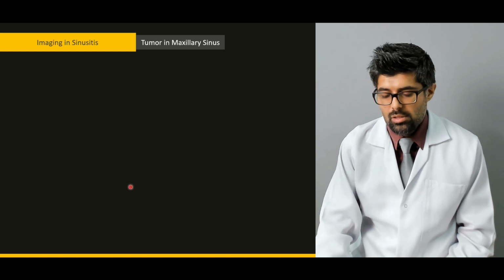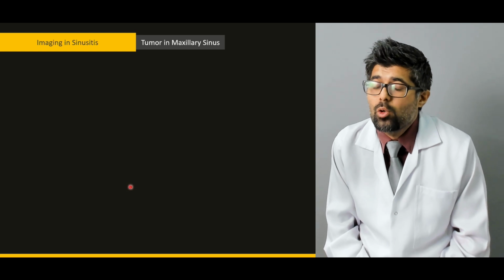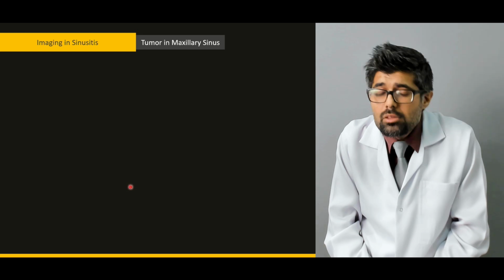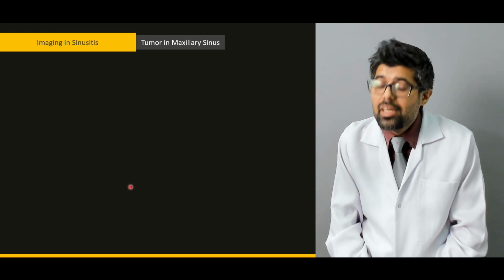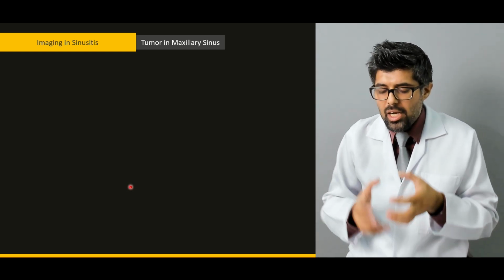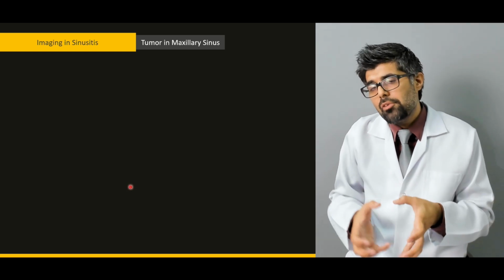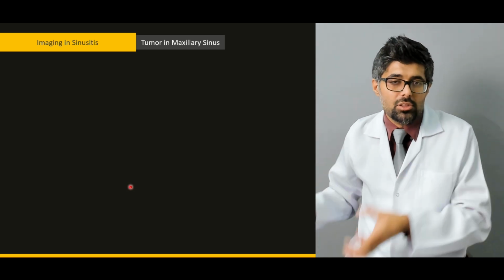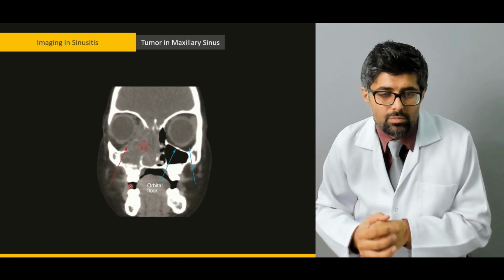Next is the tumor in the maxillary sinus. Now, one of the complications for which imaging is required in sinusitis is malignancy, and it is a very serious issue because a malignant entity will not only invade and infiltrate locally, it might even metastasize to the distal portions of the body. Here is an example.